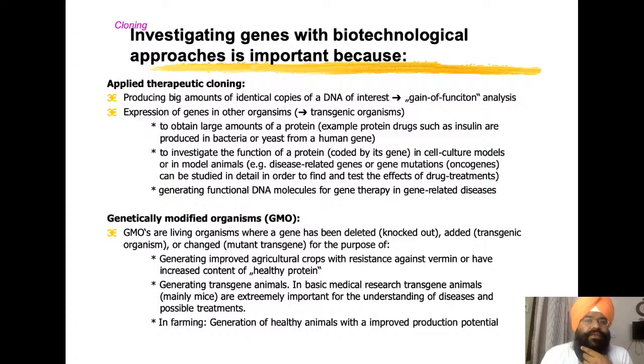So investigating genes with a biotechnology approach is important because we have applied therapeutic cloning. We produce big amounts of identical copies of the DNA of interest. So we have gain of function analysis, expression of genes in other organisms, and further GMOs are being produced with knockout, knock-in and mutant transgenes, generating improved agricultural crops with resistance against vermin or increased content of healthy proteins. In farming, generation of healthy animals with improved production potential.